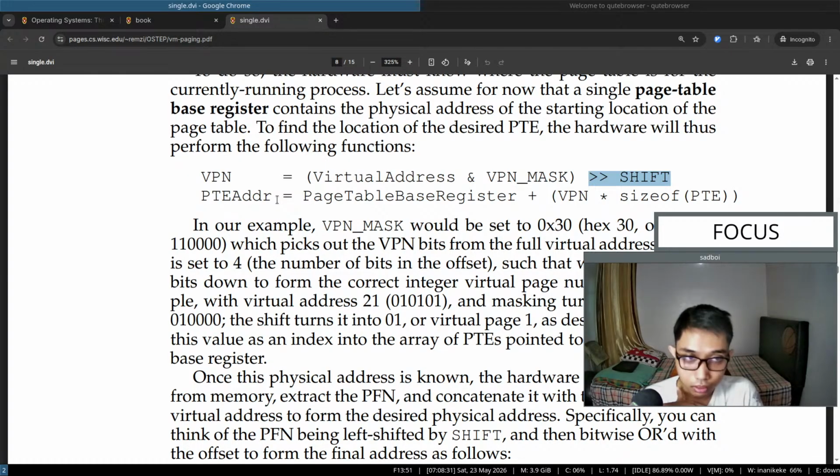I kind of forgot. Is right shift multiply or divide? Divide, I guess. Okay. Oh, it is division by 2. Okay.